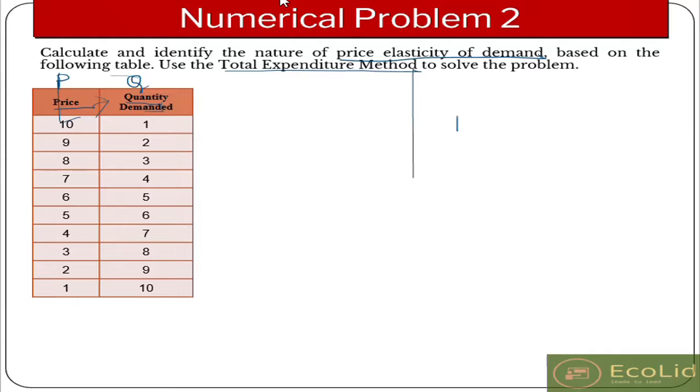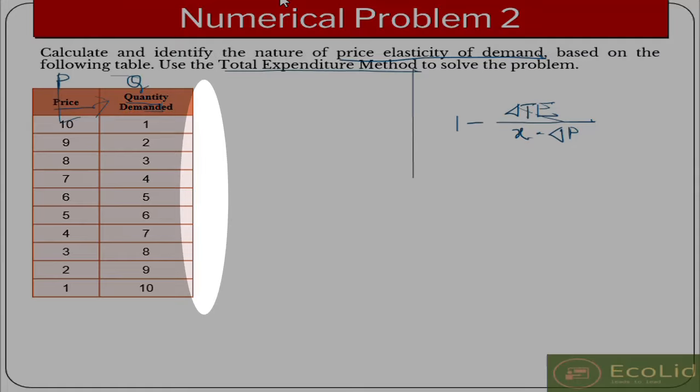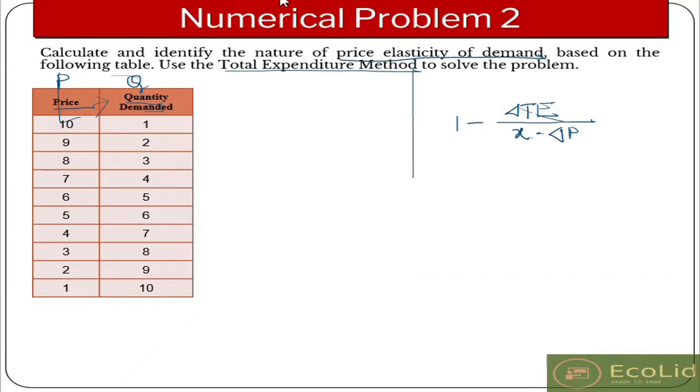So what is the formula of total expenditure? 1 minus change in total expenditure divided by x. What is this x? X is the initial value of the quantity, and then we will multiply it by delta P, means change in the price. So we will add the columns for each of these components, and then finally we will check the value of the price elasticity using this formula. So let's start.